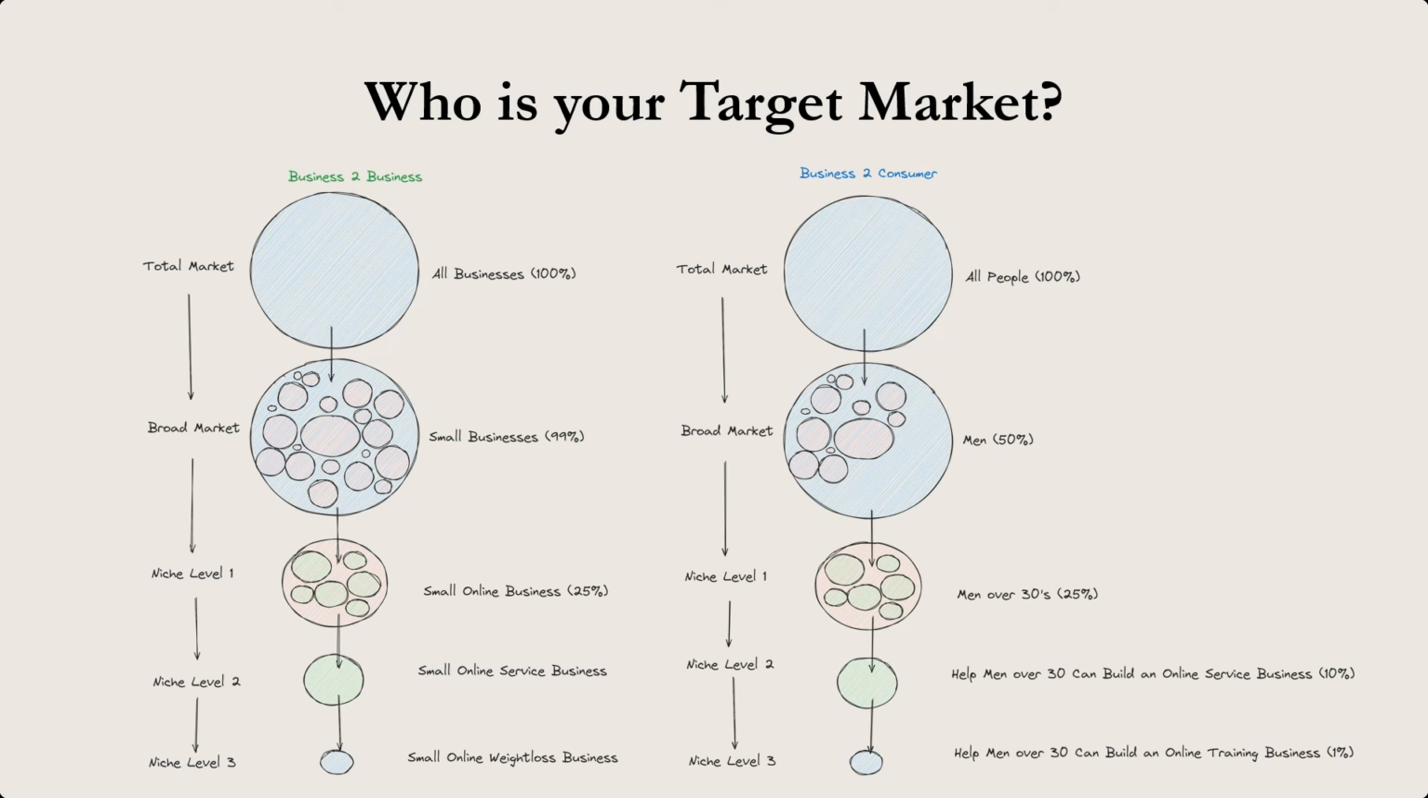Imagine, for example, you go for a B2C market. Your total market would be all living people. Then you could start going deeper, like deciding on serving only men, then another level deeper, serving men over 30, then another level deeper, men over 30 that want to build an online service business. So you combined who they are with what they want. Then another level deeper, men over 30 that want to build an online training business. And lastly, for example, men over 30 that want to build an online violin training business. So, this model can be used to find your target market.